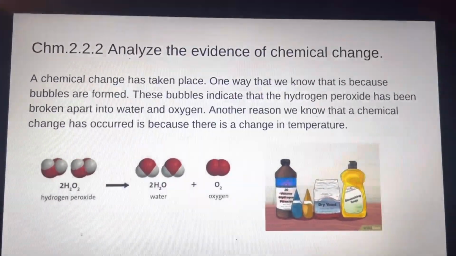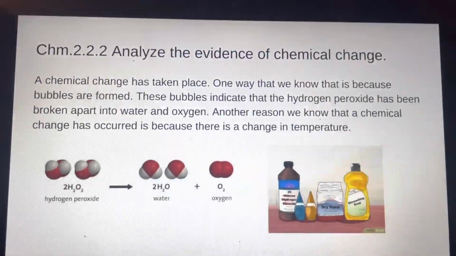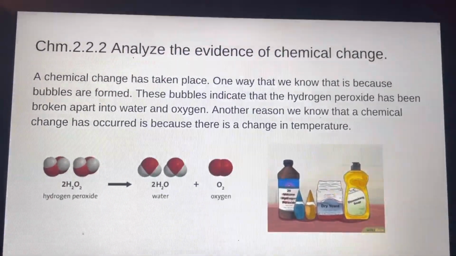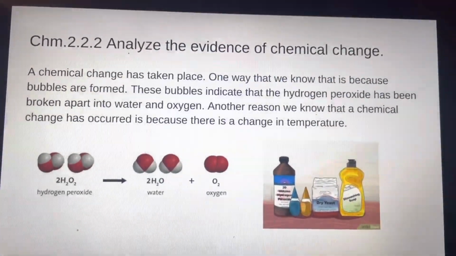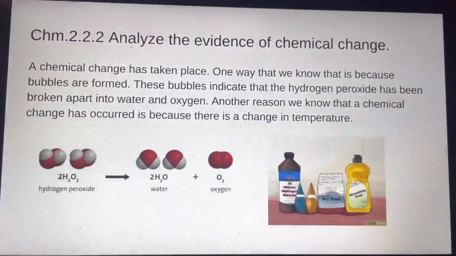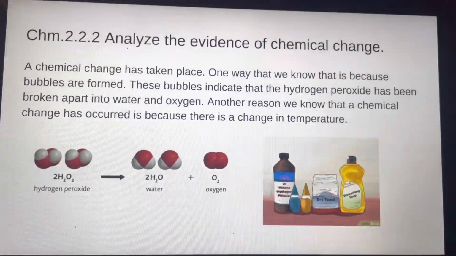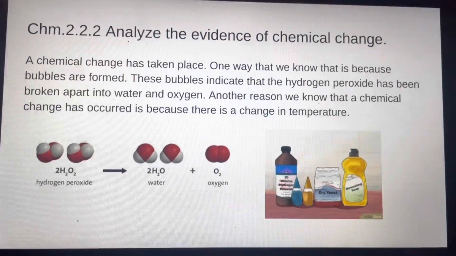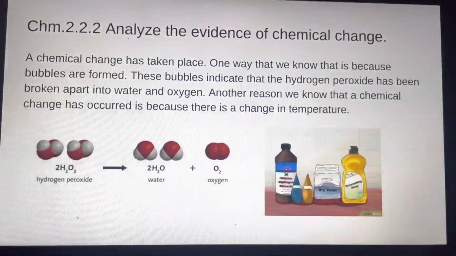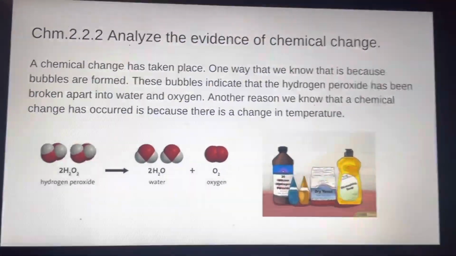The next standard is Chem 2.2.2, analyze the evidence of a chemical change. As we know, a chemical change has taken place. But how do we know that? One way that we know this is because the bubbles are formed. These bubbles indicate that the hydrogen peroxide has been broken apart into water and oxygen. Another reason that we know a chemical change has occurred is because there was a change in temperature.